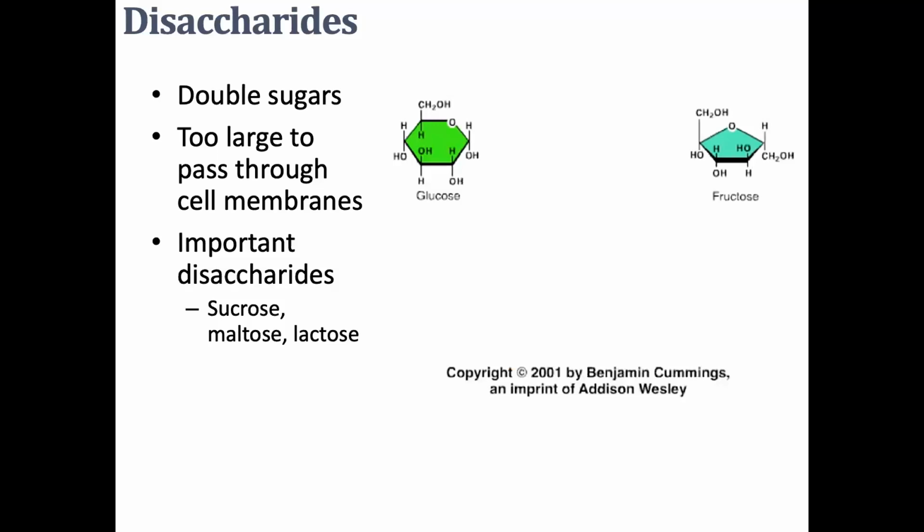Disaccharides are just double sugars, okay? They're too big to pass through the digestive system into the blood by themselves, so they have to be modified. They have to be split into monosaccharides. Important ones include maltose and sucrose and lactose, okay? Here's a look at how they're made.